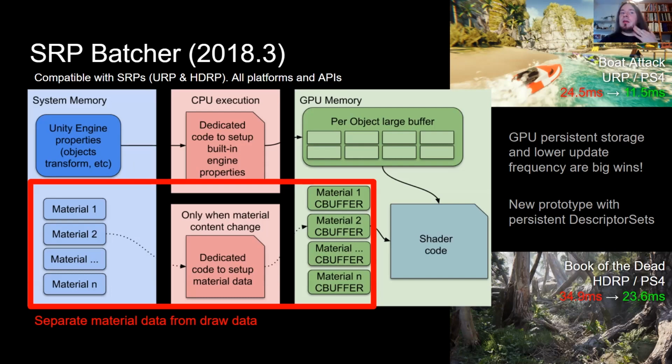This result gave us increased motivation in finding more performance wins by making more GPU data persistent. We have a new prototype with persistent descriptor sets, which is a new feature in Vulkan, DX12 and Metal, albeit the naming varies across APIs. This feature allows us to persistently bind all the descriptors together ahead of time and change the material at runtime with a single low-level API call, resulting in a big performance win.